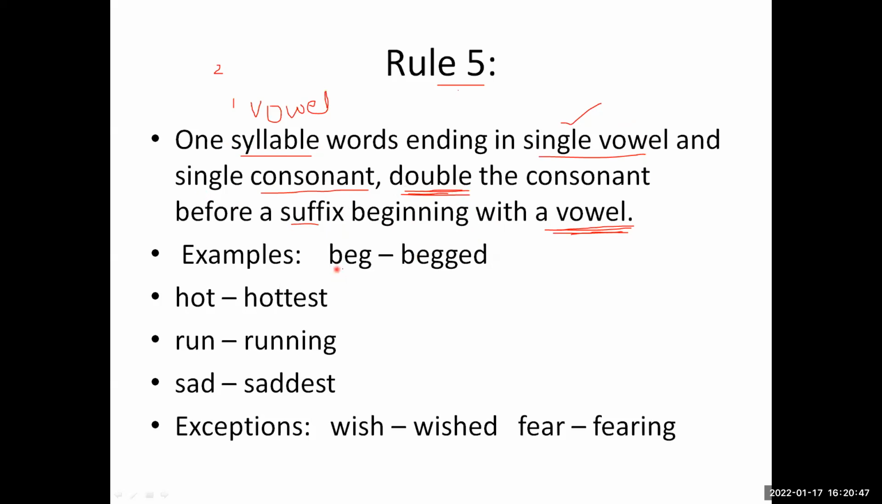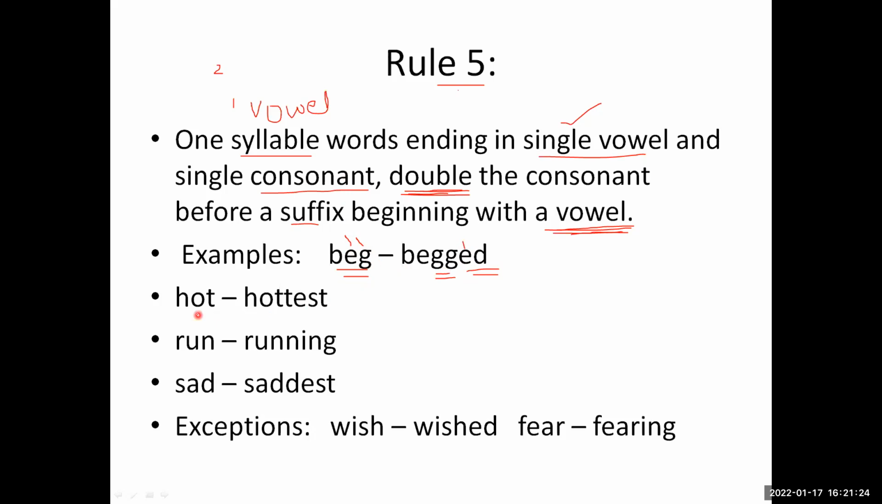For example, here you can see big. This is a one syllable word. Why is it one syllable? There is one vowel sound. Which is the vowel sound? That is I, big. So that is one vowel and there is one consonant. Now there is a suffix. What is the suffix here? Ed is the suffix. E is a vowel sound. So in that case, which letter gets doubled? G gets doubled. So big becomes bigged.